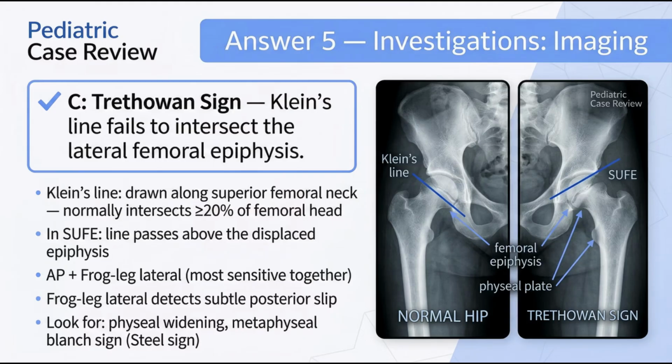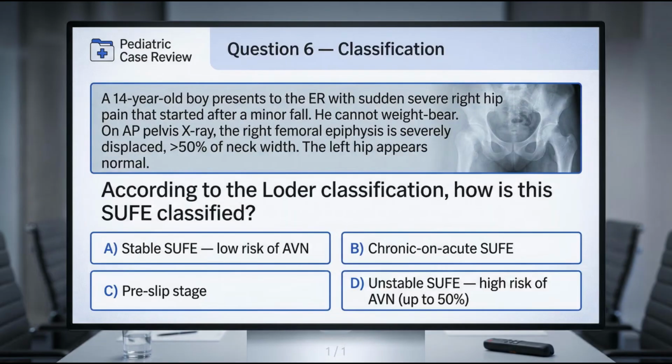The frog leg lateral is particularly useful for detecting subtle posterior slips. Additional findings to look for include physeal widening and the metaphyseal blanch sign, also called the Steel sign. Case 6. A 14-year-old boy presents to the emergency department with sudden severe right hip pain that started after a minor fall. He cannot bear weight at all. On anteroposterior pelvis X-ray, the right femoral epiphysis is severely displaced, measuring more than 50% of neck width. The left hip appears normal.